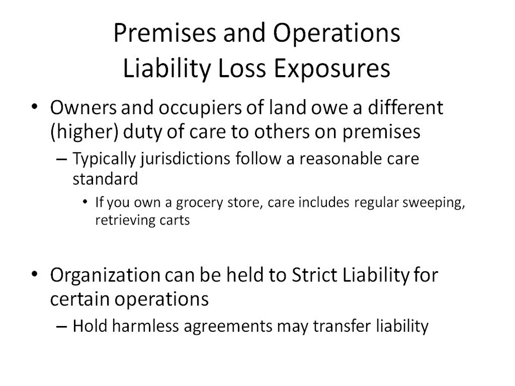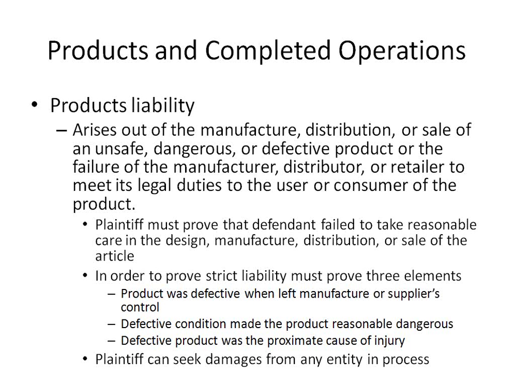Owners and occupiers of land owe a different or higher duty of care to others on premises. Typically, jurisdictions follow reasonable care standards. So if you're a grocery store and you've invited the public in, you have a higher duty of care to prevent people from being injured. A theater, those types of things. That's what it means by owners and occupiers owe a different standard of care when you invite the public. An organization can be held strictly liable for certain operations, and the way we can affect that is hold harmless agreements. We may be able to transfer some of the liability from those operations.